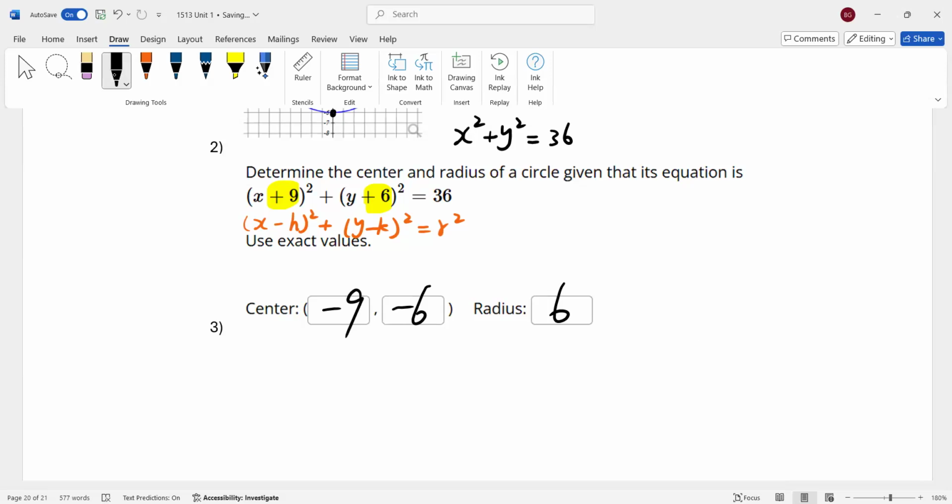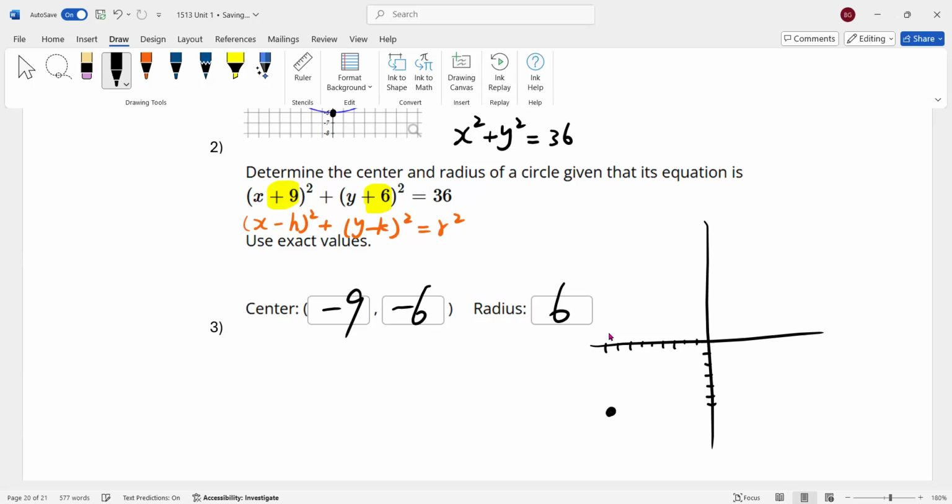I can quickly graph it. The center is (-9, -6) in quadrant 3. 1, 2, 3, 4, 5, 6, 7, 8, 9. 1, 2, 3, 4, 5, 6. And this is the center.